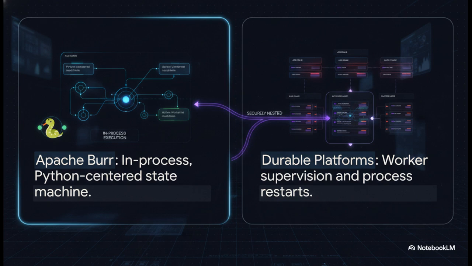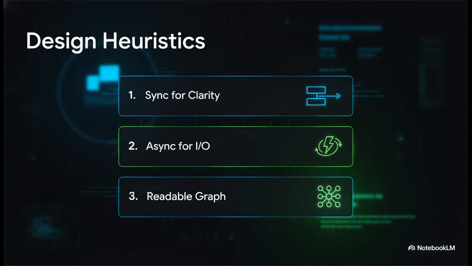But compare that to durable platforms like Temporal. Burr does not inherently provide worker supervision, automated process restarts, or infrastructure-level fault tolerance. You still have to design your own job queues and retry handling, unless you deliberately choose to wrap Burr inside a durable orchestration platform. Let's pull this all together with some core design heuristics.